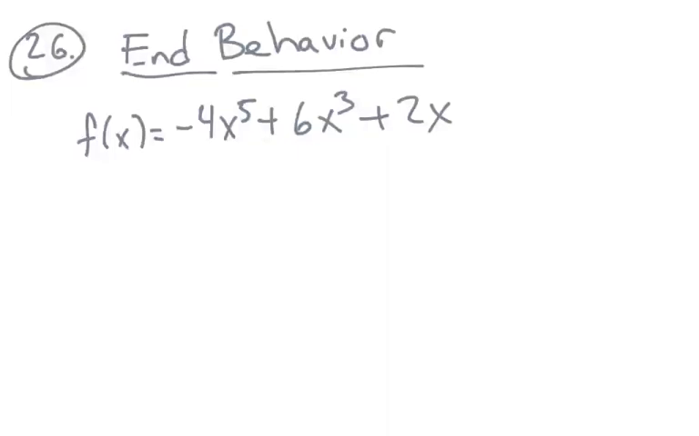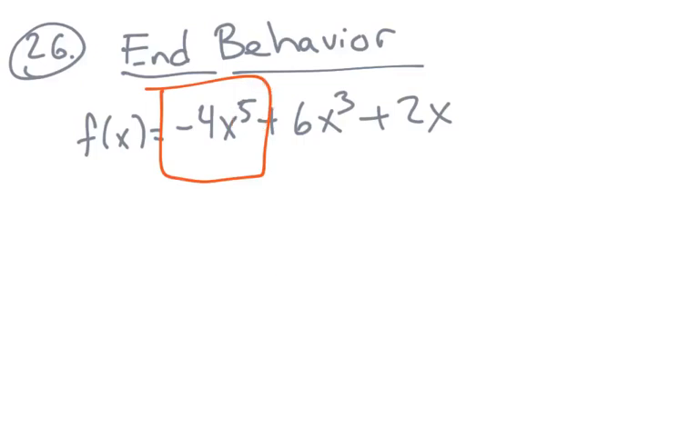Okay, let's take a look at question number 26. We're looking for end behavior. The first polynomial we have is f of x equals negative 4x to the fifth plus 6x cubed plus 2x. And when we look at this, all we care about is the very last value. I'm sorry, the very first value, because it is the one with the highest exponent value.